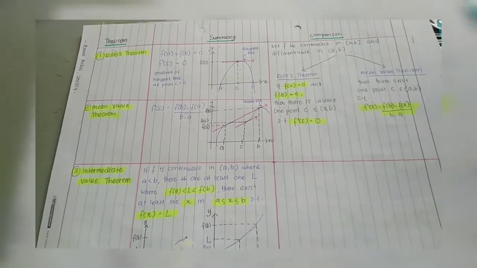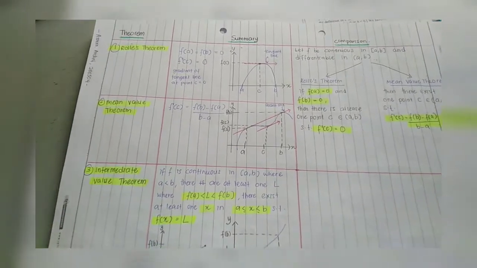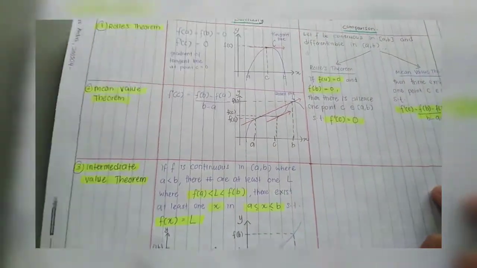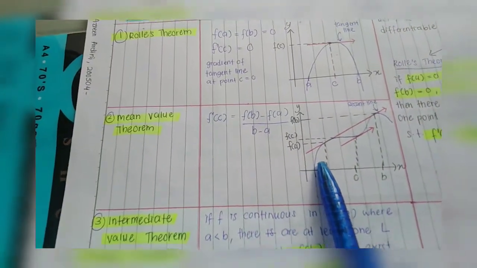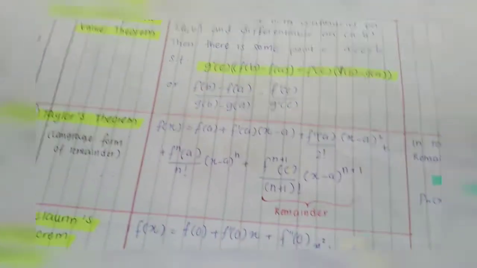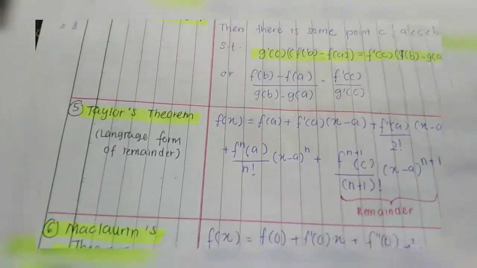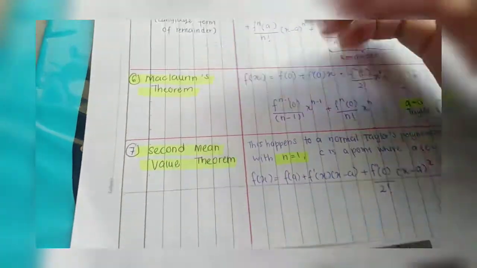So, I'm going to present the seven theorems included in Advanced Calculus Chapter 1. The first one is Rolle's Theorem, second, the Mean Value Theorem, third, the Intermediate Value Theorem, fourth, the Cauchy Mean Value Theorem, fifth, Taylor's Theorem, and the next is Maclaurin's Theorem, and last but not least is the Second Mean Value Theorem.